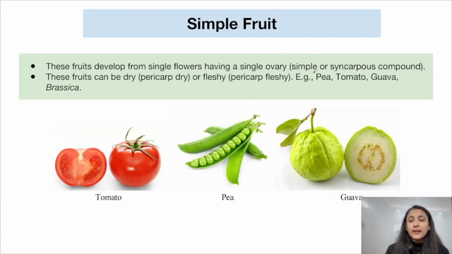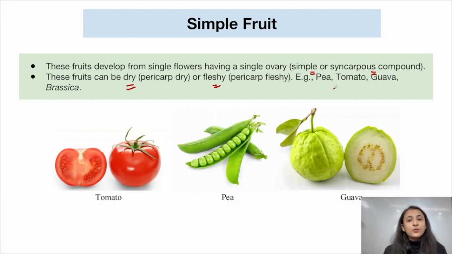The ovary could either be simple or it could be a syncarpous compound ovary. If more than one ovary is there, they should be fused together. Otherwise, only a single ovary should be there. Okay, a syncarpous condition should be there or a single ovary should be there. These fruits can be dry or they can be fleshy. When we call a fruit dry, we mean that the pericarp is dry, and when we call a fruit fleshy, we mean that the pericarp is fleshy. We have already covered this concept a few minutes back.